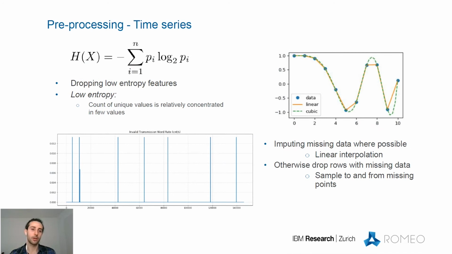Another very important part of pre-processing is to drop low entropy features. Low entropy features are basically when the count of a particular value is relatively concentrated in a few values. These features are not really useful in machine learning. In fact, they can be very noisy. And so it's very important that we drop these kinds of features. Another important step is to impute missing data. When we have missing data in the time series, we would like to fill those gaps by using linear interpolation or some more complex approach. Otherwise, we would drop the missing data if they are in a very large concatenation.